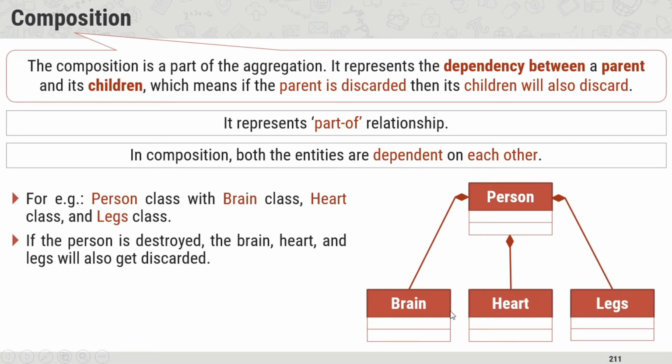These are the things which could act independently. We could have brains and so on, but for the functioning of this particular organ, we should have a person, otherwise they will not function. So for that we use this composition symbol, a filled diamond, and this is your aggregation.